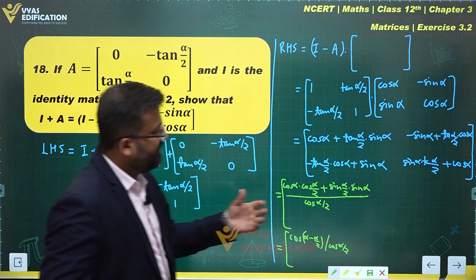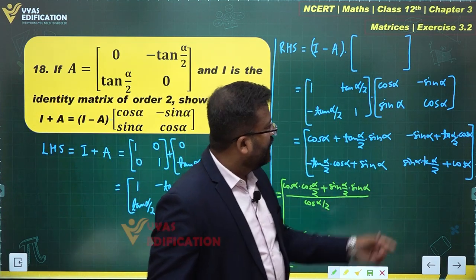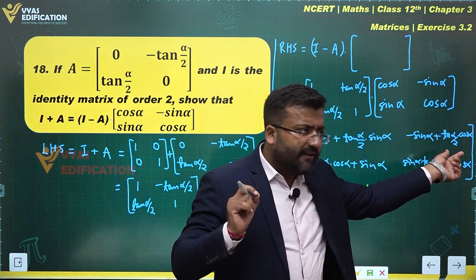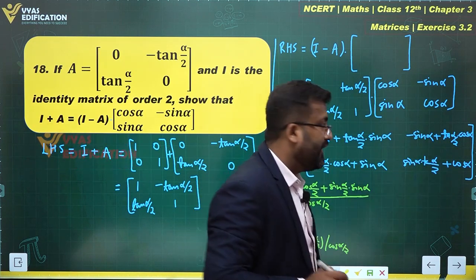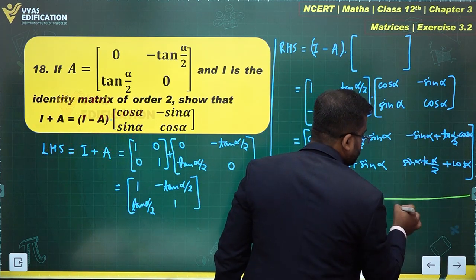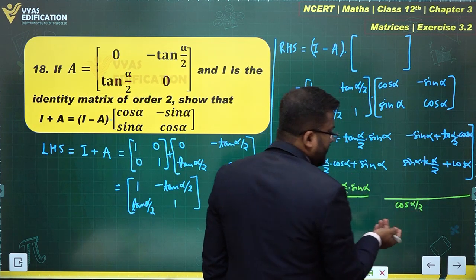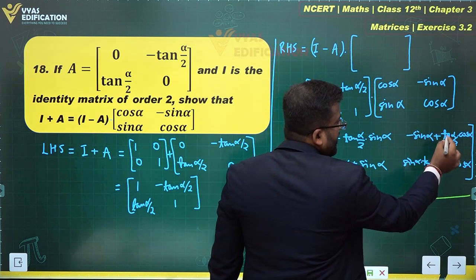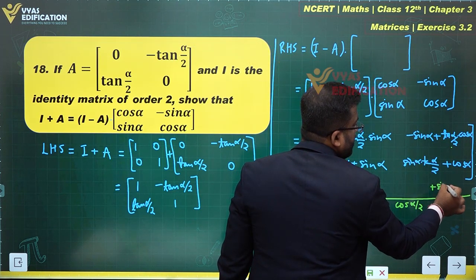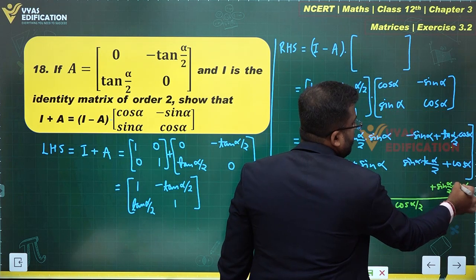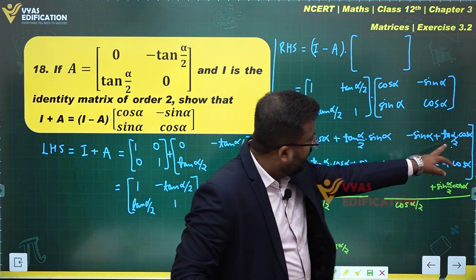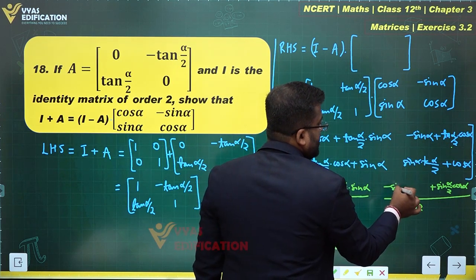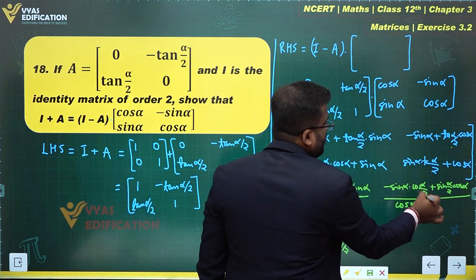Yes, let's try to simplify this term. What you have is minus sine alpha. Tan alpha by 2 can be written as sine alpha by 2 by cos alpha by 2, right? Let's take the LCM as cos alpha by 2 over here. In the denominator we'll have again cos alpha by 2, right? This is sine upon cos. This will be sine alpha by 2 cos alpha over here. What about this term? In the denominator you had cos alpha by 2. On taking the LCM, this will become minus sine alpha cos alpha by 2.